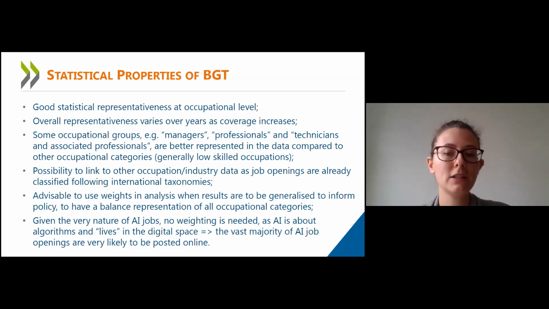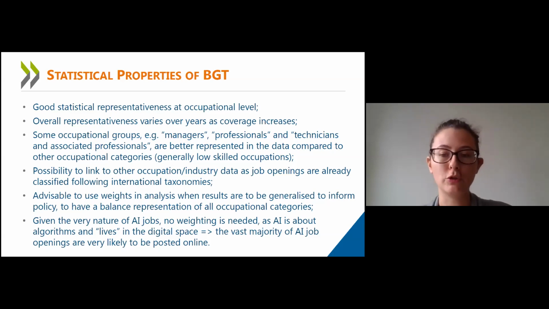Having said that, the big advantage of BGT is that it can actually be linked to other occupation and industry data. And this is because it already classifies the job openings following international taxonomy. So we have SOC and SIC codes in there. If you, however, want to generalize these results, so for instance, to inform policy, then it's actually very much advisable to use weights that have been constructed in this paper in order to get a more balanced representation of all of the occupational categories.